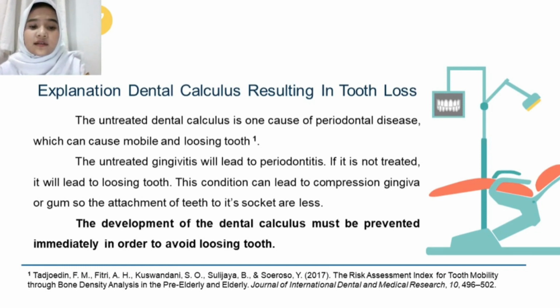The untreated gingivitis will lead to periodontitis. If it's not treated, it will lead to losing tooth. This condition can lead to compression gingiva or gum, so the attachment of teeth to its pocket are less. The development of dental calculus must be prevented immediately in order to avoid losing tooth.